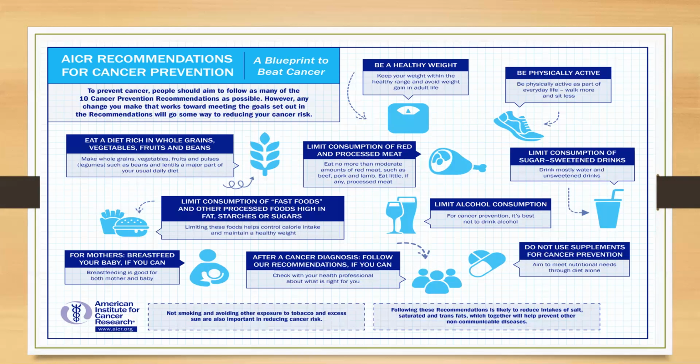And processed meat or red meat should be avoided, like eating in time and reducing the amount of non-vegetarian food, limiting the consumption of fast food other than processed. And once the person is diagnosed with cancer, all these things must be kept in mind and one must go for a good balanced diet.